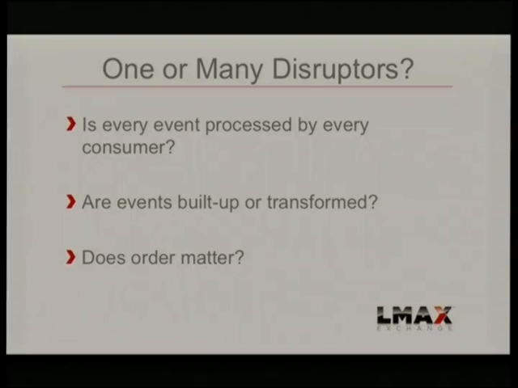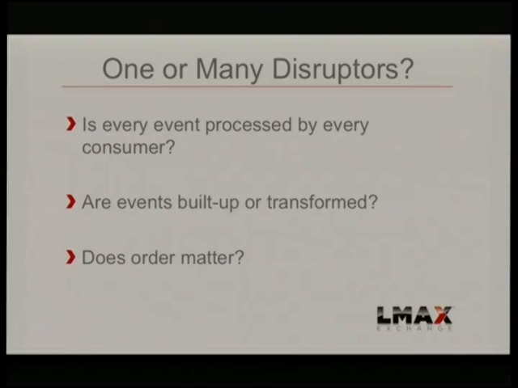The other one, and I think probably the most important one, is deciding whether your events are built up or transformed. So in the example we had before, we're building up the event. The final consumer cares about the original order and the cost. As we're going around consumers and adding data, the following consumers care about the combination of that data, so we're building up.